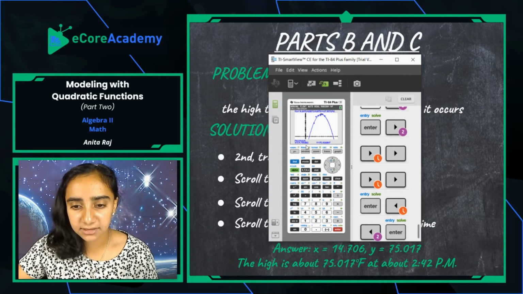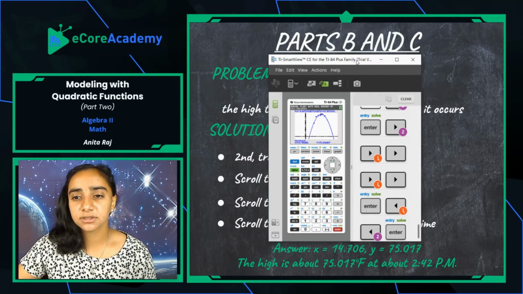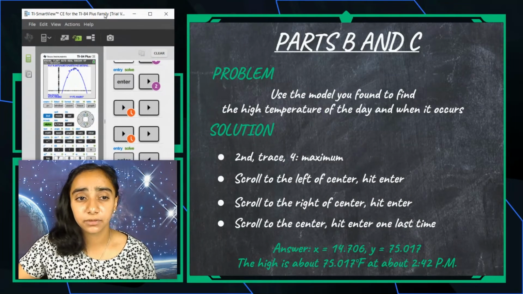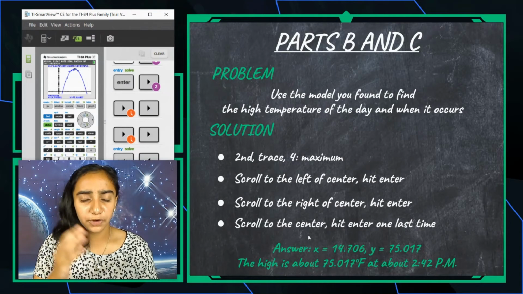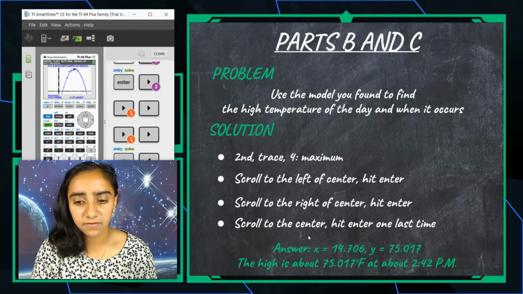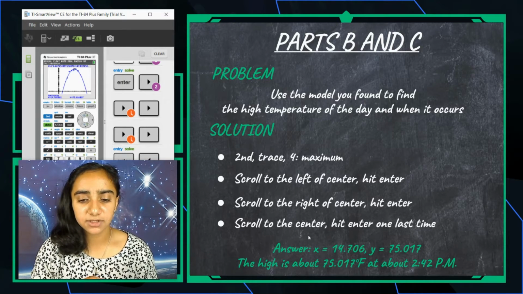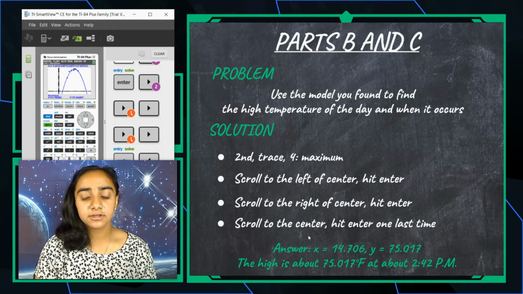So it says X is about 14.706, and then Y is about 75.017. I rounded it to the nearest thousandth again. So what does this coordinate pair actually mean? Remember, your Y value is your high temperature, and your X value is when this occurs. So the Y value, 75.017, is telling us the high is about 75.017 degrees Fahrenheit. That is the high for the day.